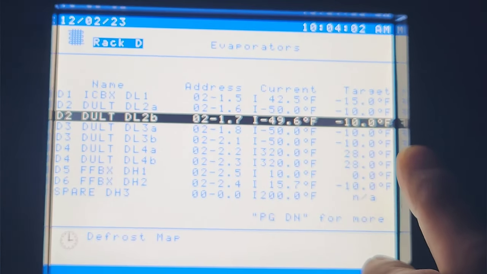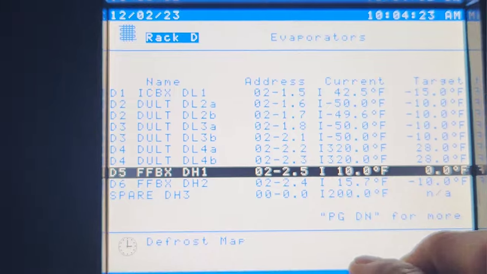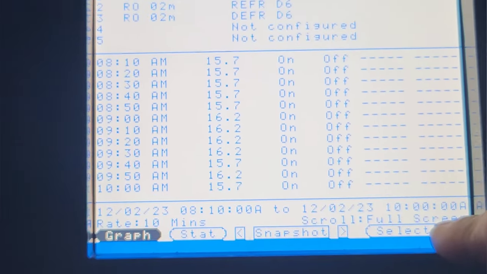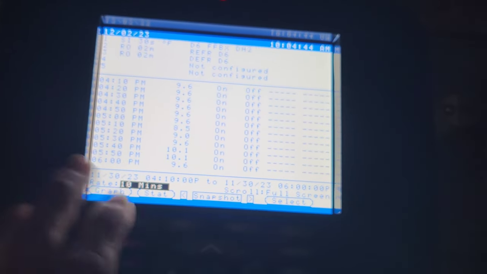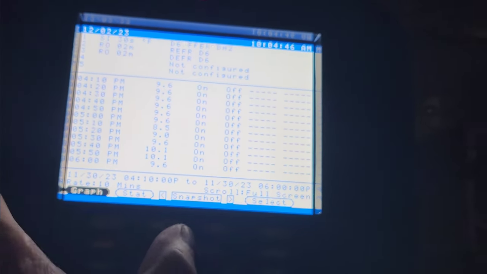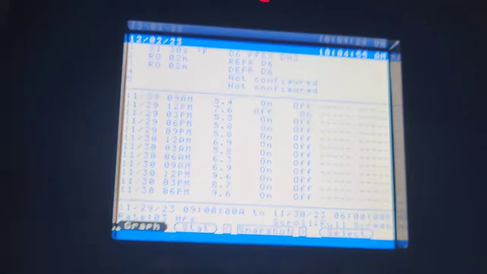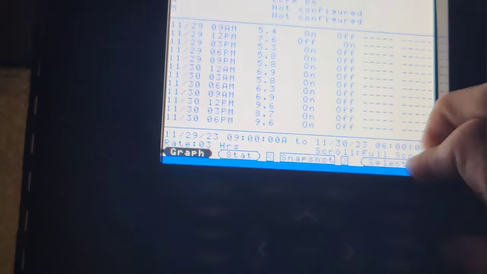Let's go look at another one. Scroll down to D6. That's a walk-in. Holding 15.7 right now. And you know, I really like these Danfosses. You can change the settings. I'm gonna change it from 10 minute intervals of temperature measurements to 3 hours. This will help me see several days in one screen.